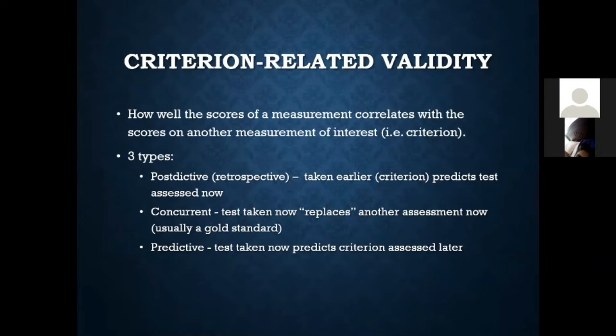So among these three, concurrent validity is most popular because for post-dictive you need to have a good record. Predictive, it is just like a cohort study. You need to follow the participants and measure them again using the criterion questionnaire. So it depends. If you have time, you can always do post-dictive and predictive. But mostly we use concurrent, and that's fine. This is just some of the options that you can take.